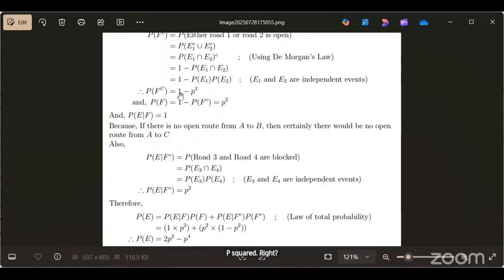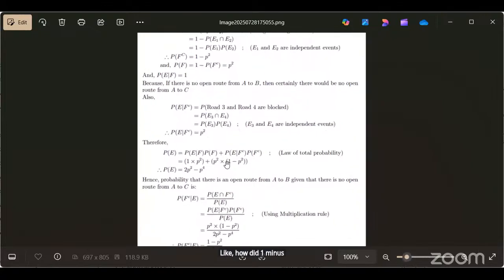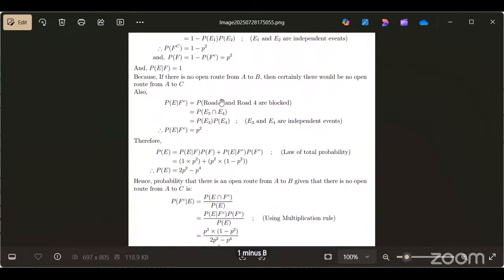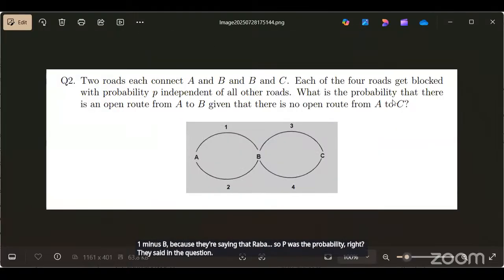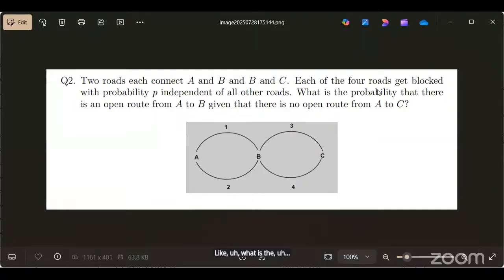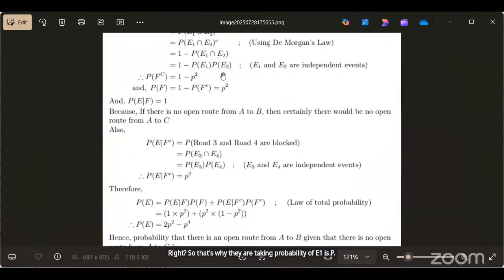How did 1 minus P square come? Is it because we're taking the probability of E1 and E2 as P? Yes, P was the probability. They said in the question that each of the four roads gets blocked with probability P. So that's why the probability of E1 is P and the probability of E2 is also P. So this will be 1 minus P square.